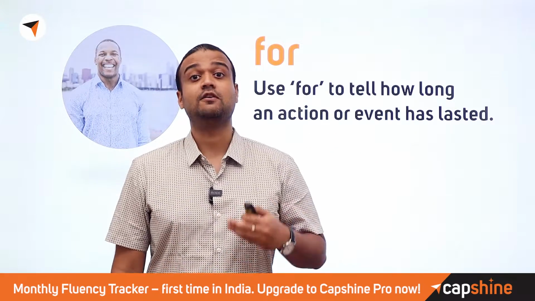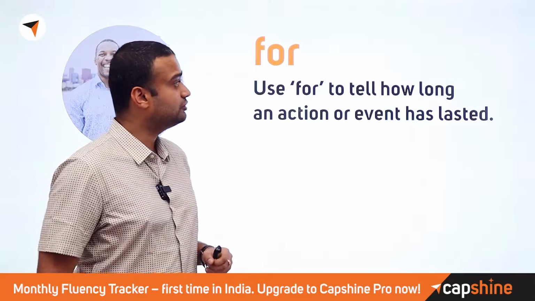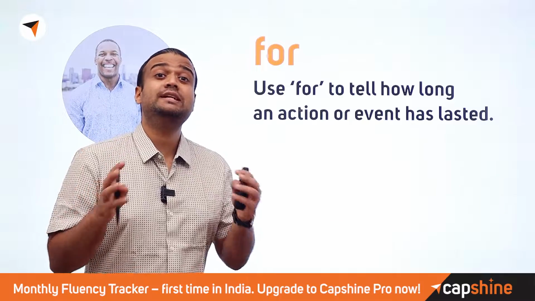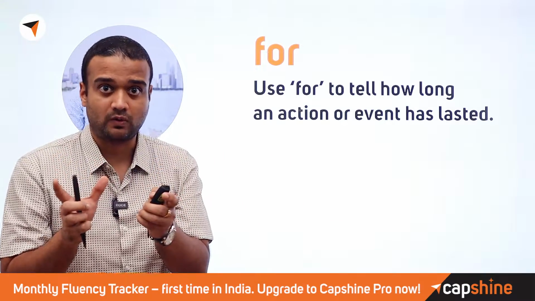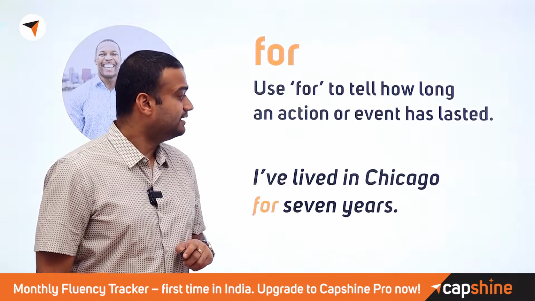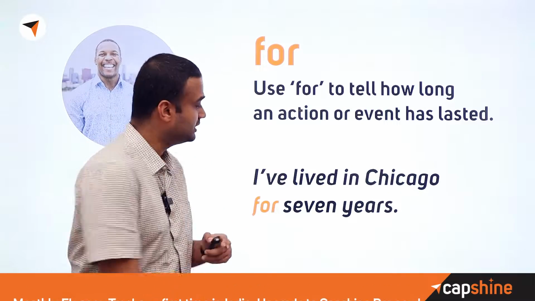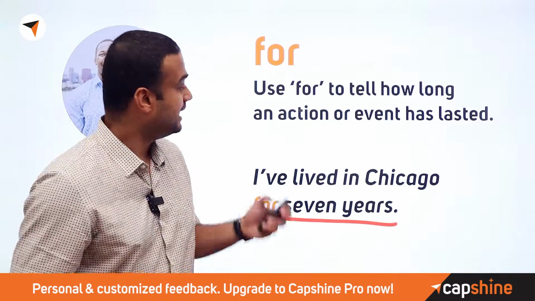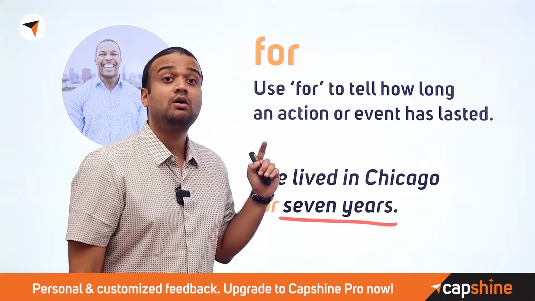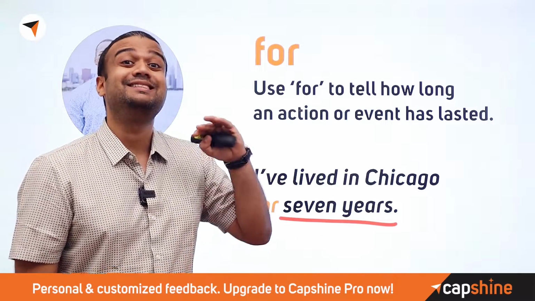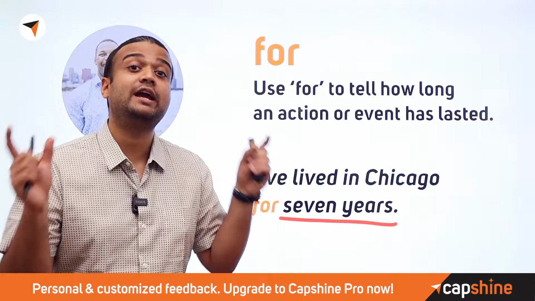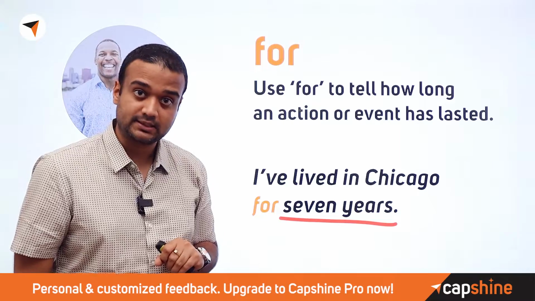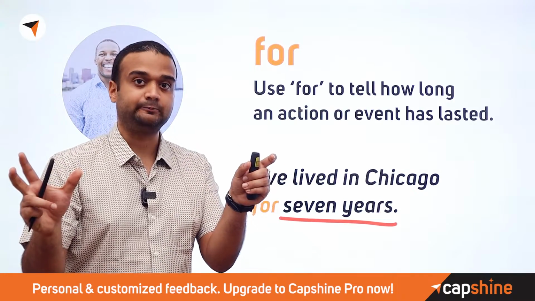The first one is for. For is used to tell how long an action or event has lasted. You will usually describe the duration of time after for. For instance, I've lived in Chicago for 7 years. Notice I'm talking about the duration of time. I'm not giving you a date or time in itself. I cannot say I've lived in Chicago for 2020. That does not make sense. You have to give the duration of time after for. Or, I've worked in this place for 6 months. For, and then the duration of time.